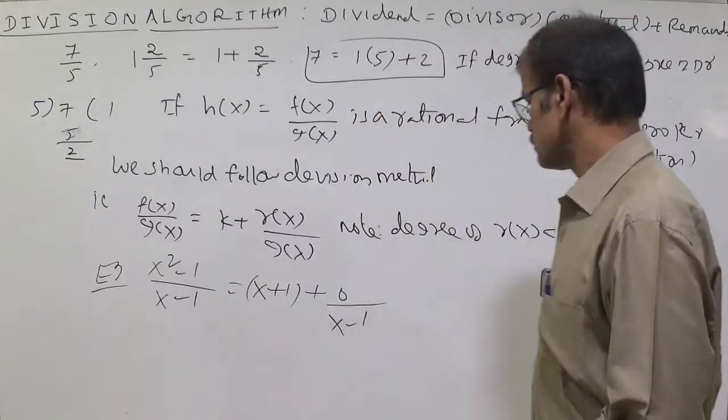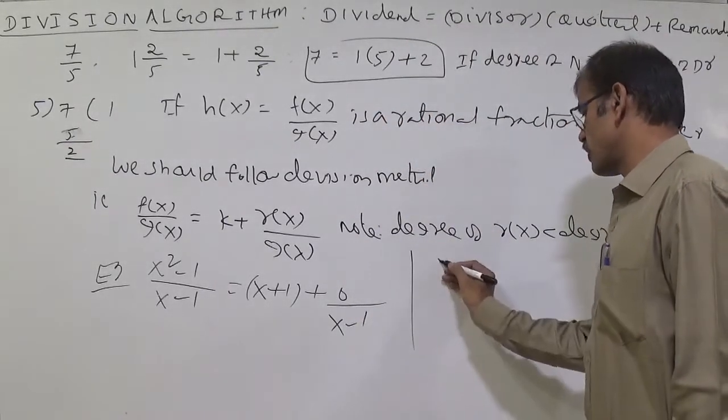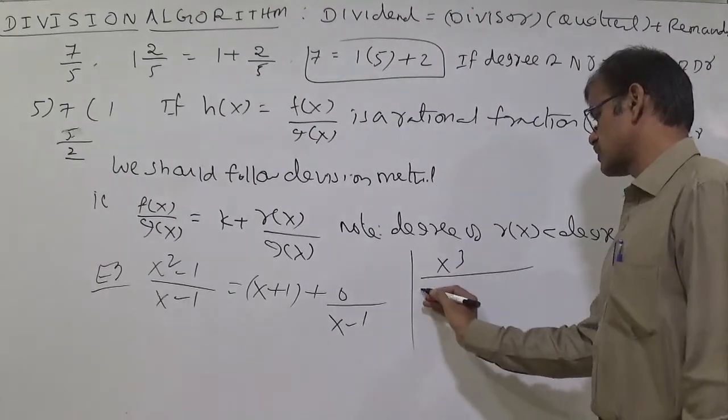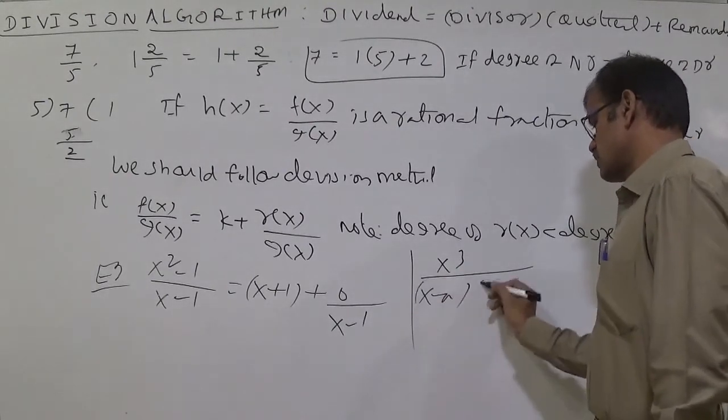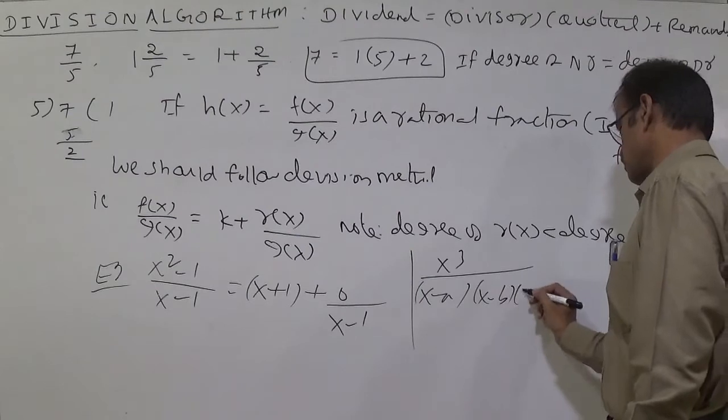Whenever the degree of the numerator is higher, for example, we are having x cube by x minus a into x minus b into x minus c.